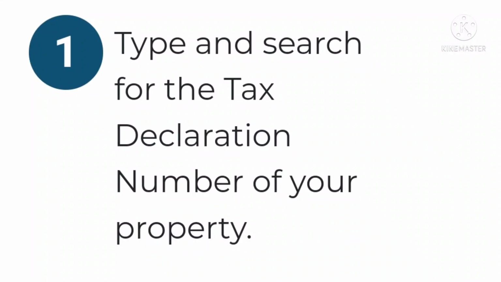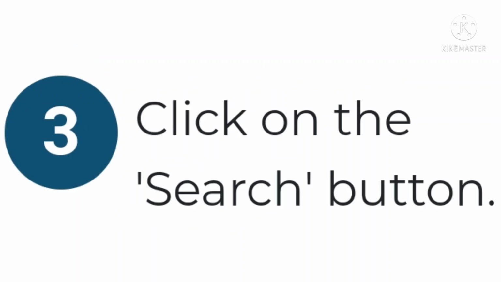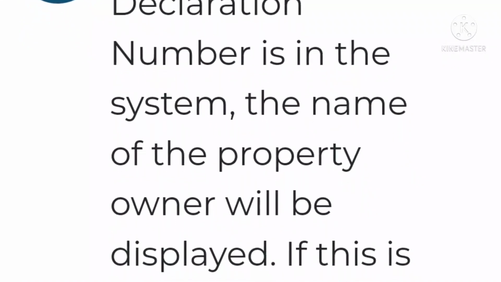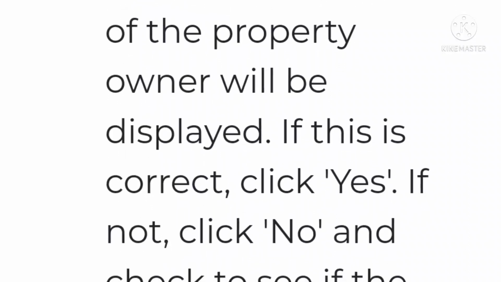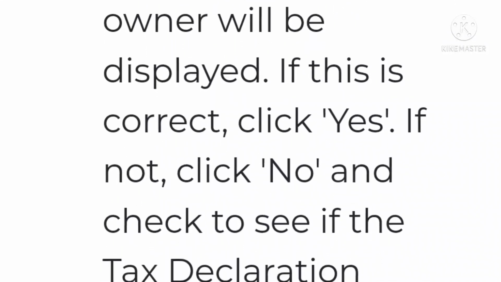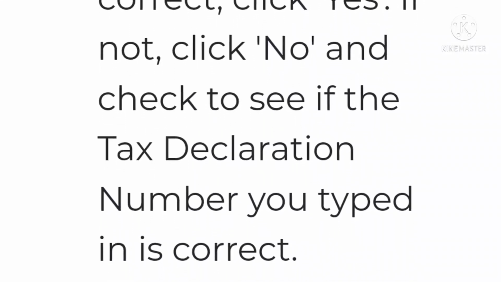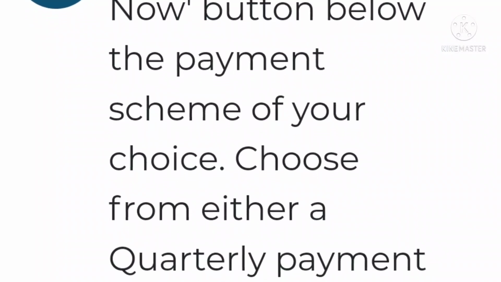Step 1. Type and search for the tax declaration number of your property. Step 2. Click on the box "I'm not a robot" message. Step 3. Click on the search button. Step 4. If the tax declaration number is in the system, the name of the property owner will be displayed. If this is correct, click yes. If not, click no and check to see if the tax declaration number you typed in is correct. Step 5. Click on the Pay Now button below.